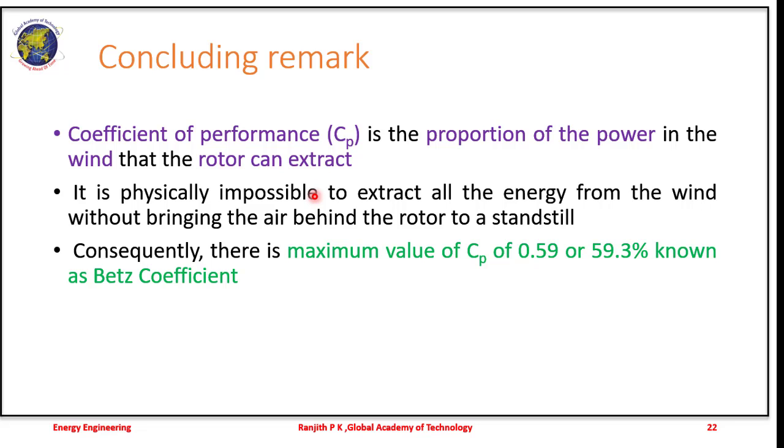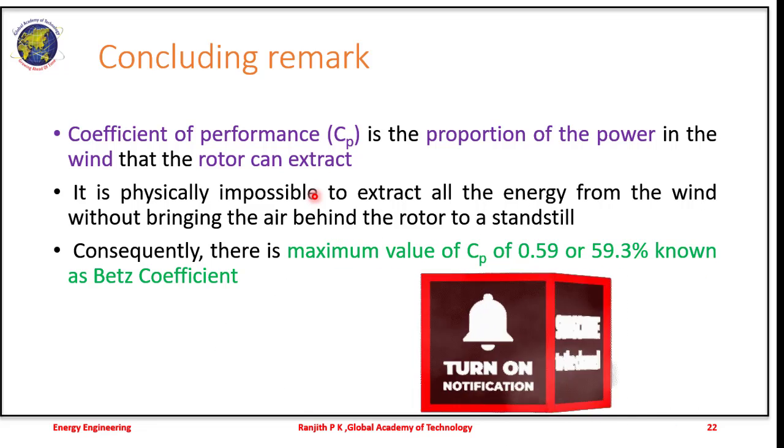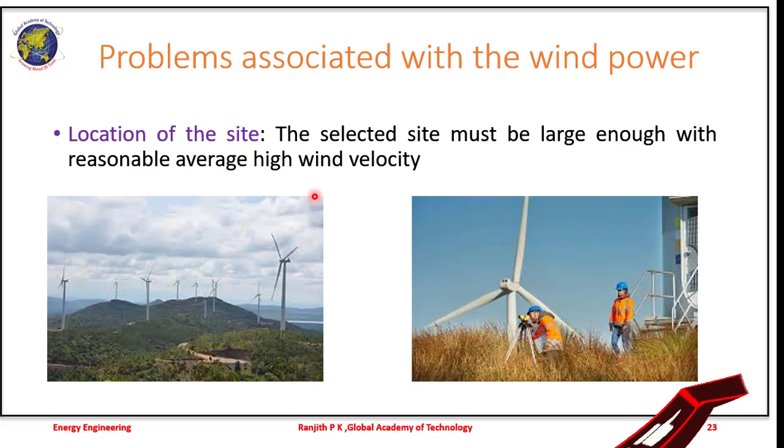So any windmill cannot be more efficient than 59%. So the theoretical limitation is this. No turbine can be more efficient than 59%. Now, a few problems are associated with wind power.